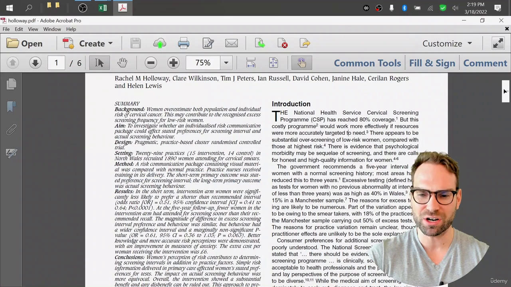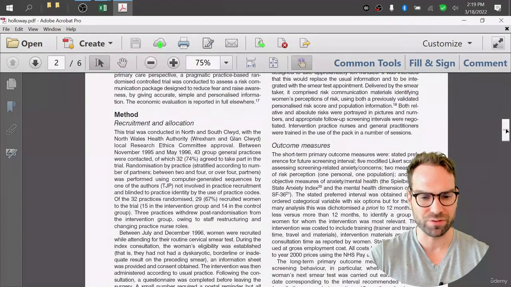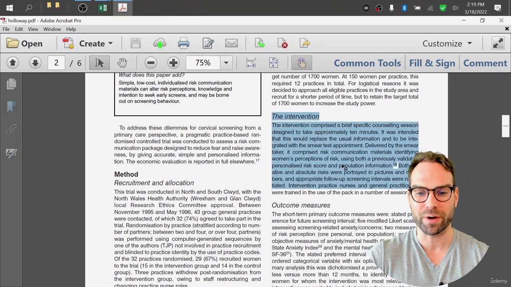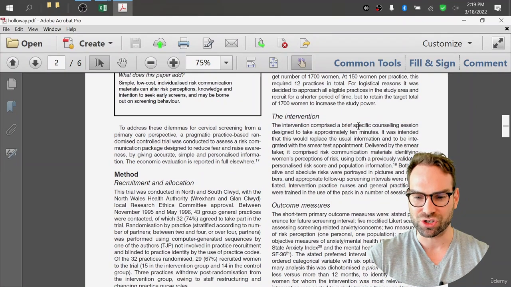I think that's not enough. I want to go look a little bit more in the methods and understand the intervention. Here we go. So I'm going straight to the intervention. I'm not reading the whole paper. Brief counseling session by the smear taker. Okay. So it was a 10-minute counseling session to identify women's perceptions of risks. Okay, so I'm going to put that there.